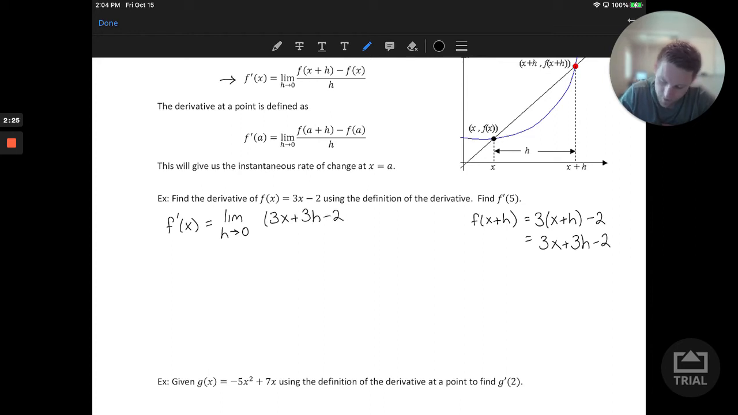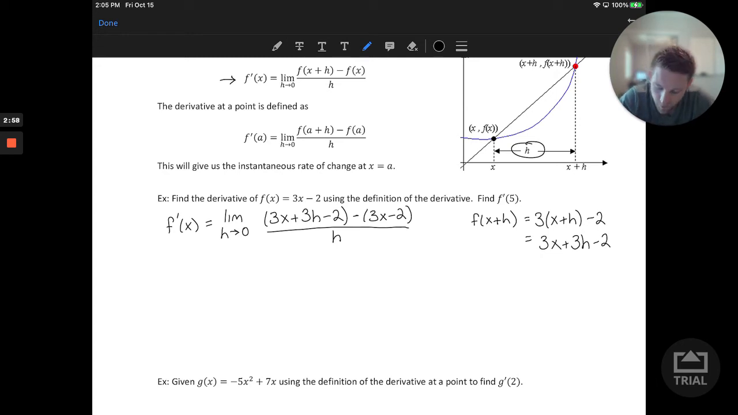I'm going to take this and subtract the function f of x. That's the given function, 3x minus 2. And then divide everything by that quantity h. Again, h is the quantity that we're taking the limit of. We're taking the limit of the function as h goes to 0, or this distance between our points gets closer and closer together.